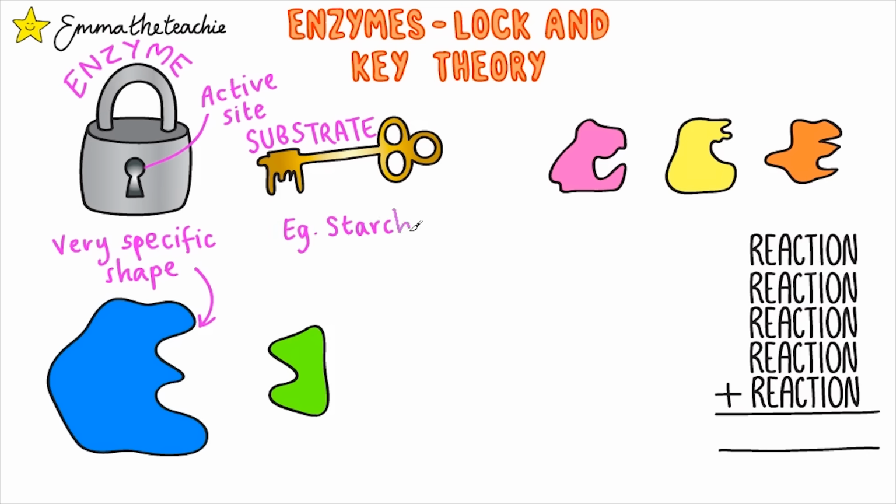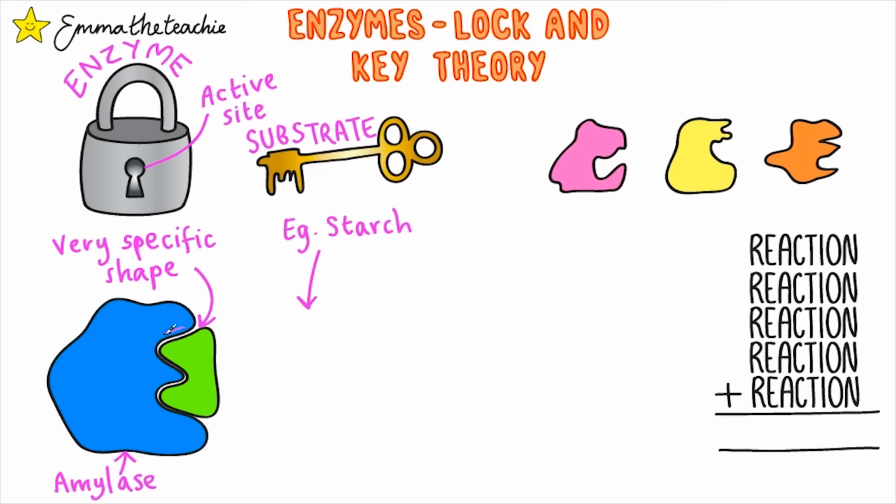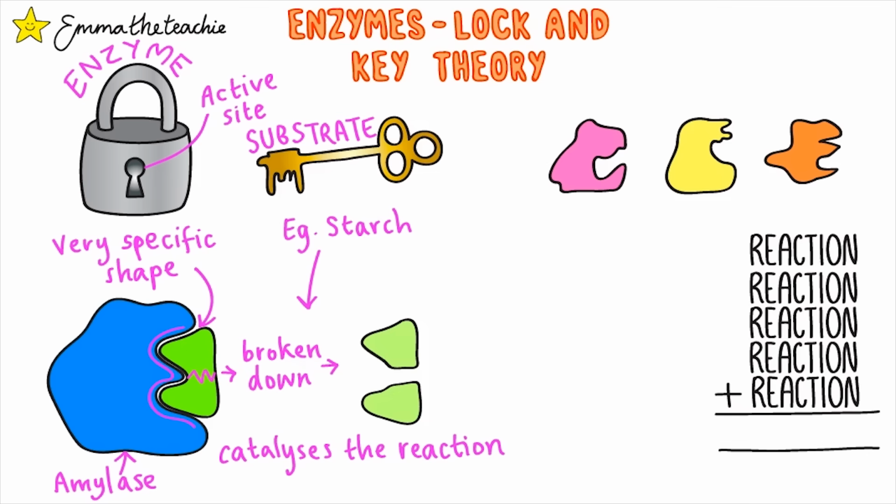Okay, so now let's take a look at an example. One example of a substrate is starch, and the enzyme that it binds to is called amylase. So if they come into contact with each other, the starch will bind to the active site of the amylase. When this happens, the amylase catalyzes the reaction, which means it speeds it up. And in this case, the reaction taking place is the breakdown of the starch into its products. And starch breaks down into glucose. So here you can see we've got 2 glucose molecules, and those are the products.